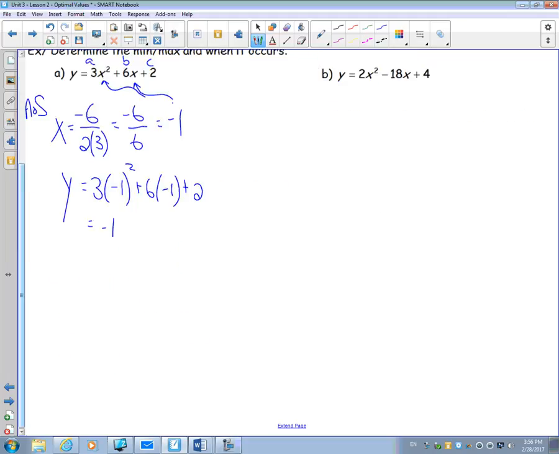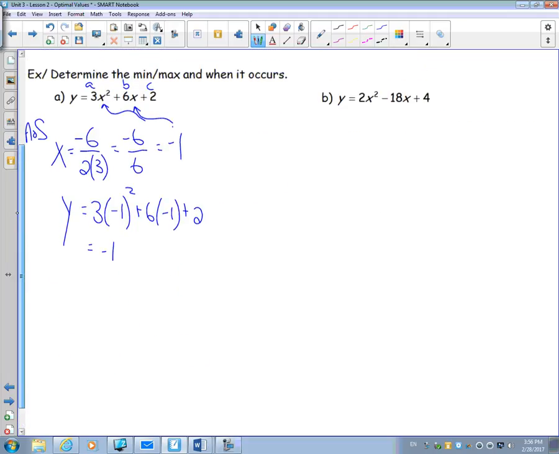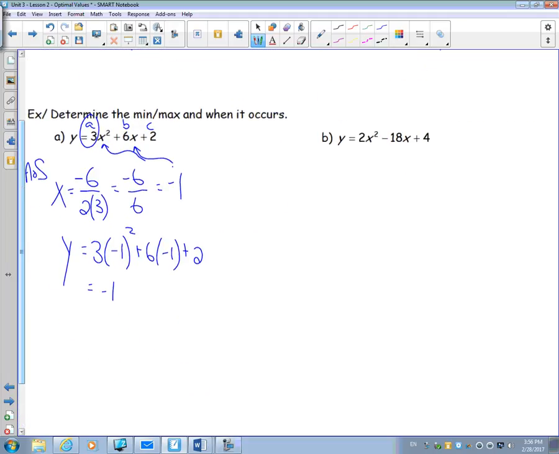The question is min or max. Well, if we look at our a value, it is positive. Positive opens up. Up is min. So minimum of negative 1, that's this one. When did that happen? We got it when x was negative 1.